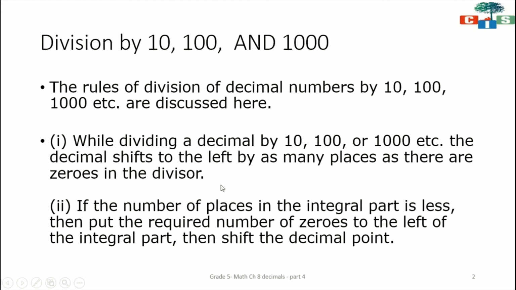If the number of the places in the integral part, meaning the whole number part, is less, then what we have to do scholars, we have to put the required number of zeros to the left of the integral part. We have to insert zeros to the left part of the whole number, and then we have to shift the decimal point. We will see this with the help of examples, then you will understand in a better way. So we'll start with our examples.